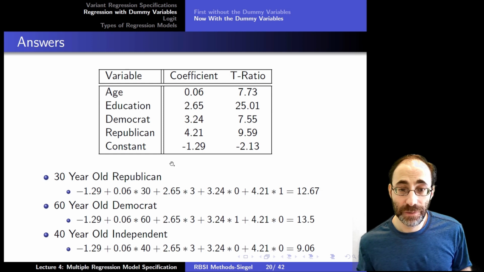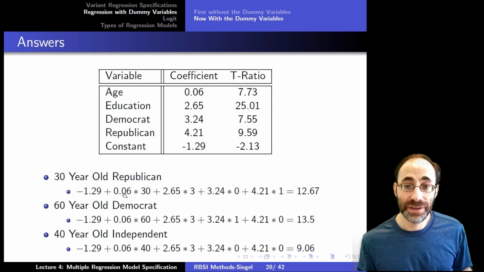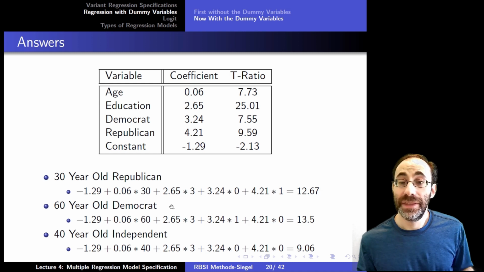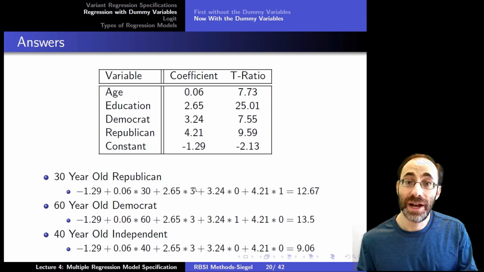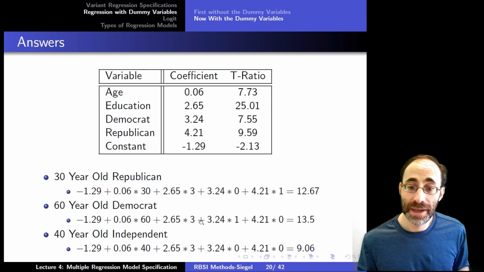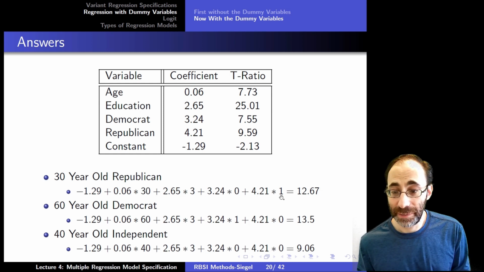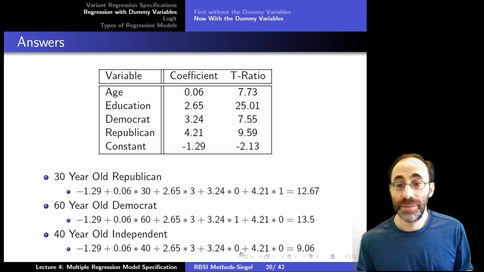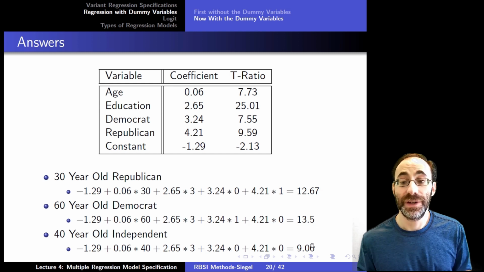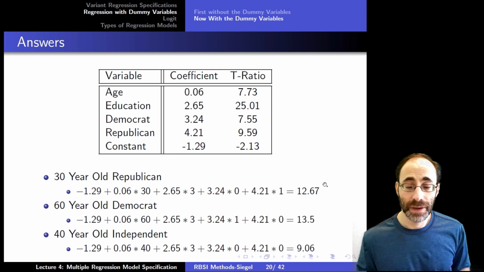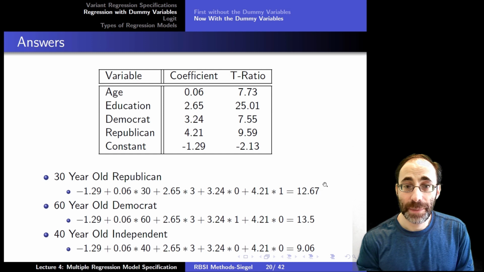The next slide does that for you. There's the constant in each case. There's the 0.06 times the age, 30, 60, and 40. There's the 2.65 times the 3 we held education at. And then for Republican, the Republican dummy is 1. For the Democrat, the Democrat dummy is 1. And for the independent, they're both 0. And we see not too much difference here, but substantial difference over here. And that's it. That's how we deal with dummy variables.